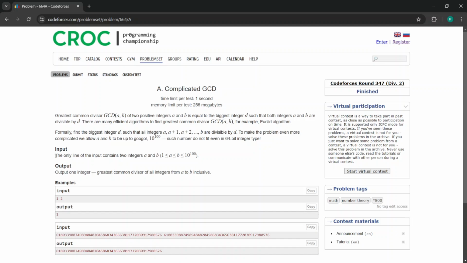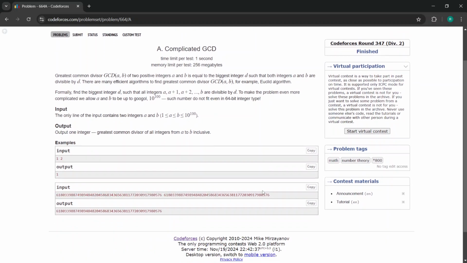Input: the only line of the input contains two integers a and b, so basically they will be in string format. As we can see in this test case, this is greater than 10 to the power 18, so that won't fit in a long integer, that's why we will use a as a string and b also as a string. And now we just need to output one integer, the GCD of all integers from a to b inclusive.